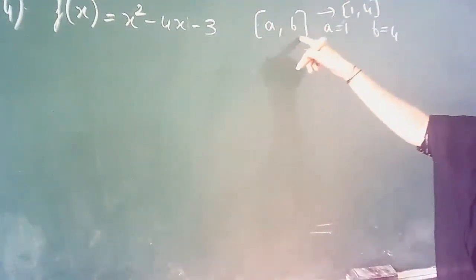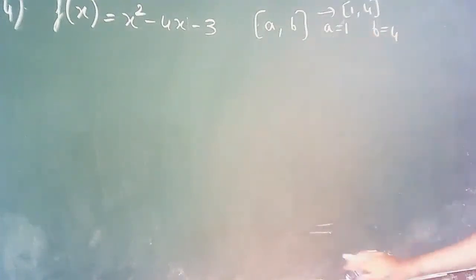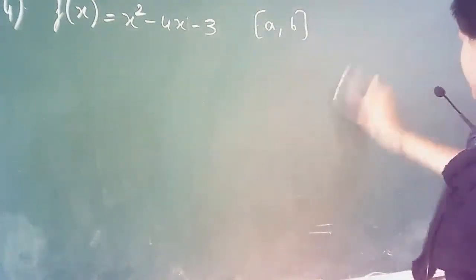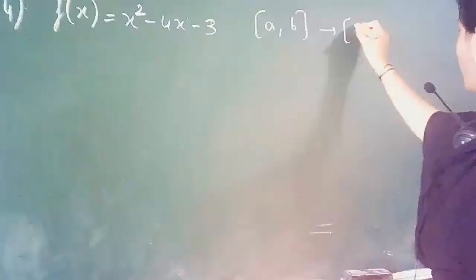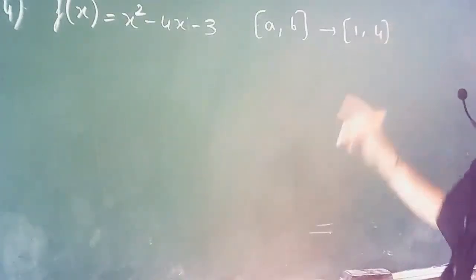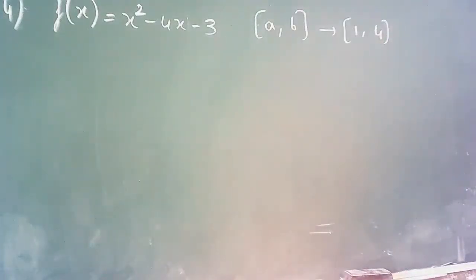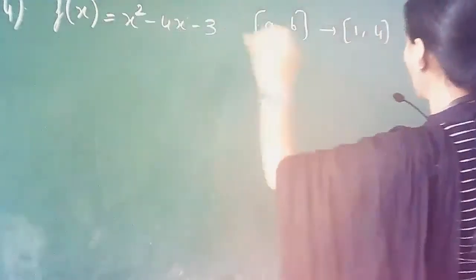In the interval a comma b, where a is equal to 1 and b is equal to 4, that interval is nothing but 1 comma 4. So we have to verify mean value theorem of this function on this interval 1 comma 4. So let us do it step by step.